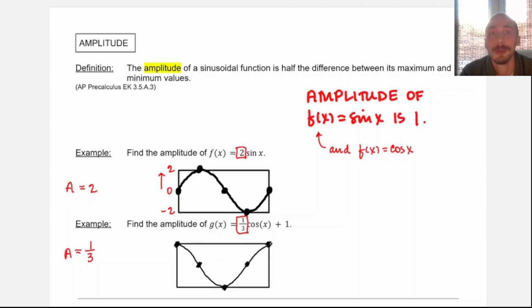Now, without getting too deep into the window pane graphing technique, if we wanted to graph this thing, we could start with a standard cosine, and we could say, oh, hey, I moved up by 1, and then the amplitude's 1/3, so it'd be 1 plus 1/3 and 1 minus 1/3. But I'll get into that more in a few seconds here.